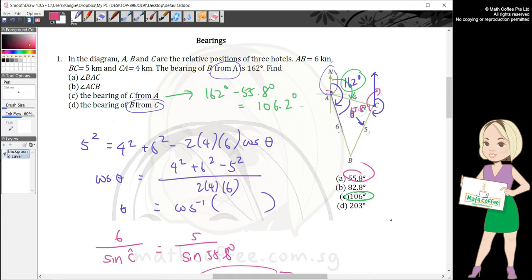Okay, do you notice these two norths? They're always parallel. So whenever there are two parallel lines, it means that you're looking at the interior angle. Interior angle is this angle and this angle over here. So after you minus already, you find this angle, simply take 360 minus this, and you get the answer 203.